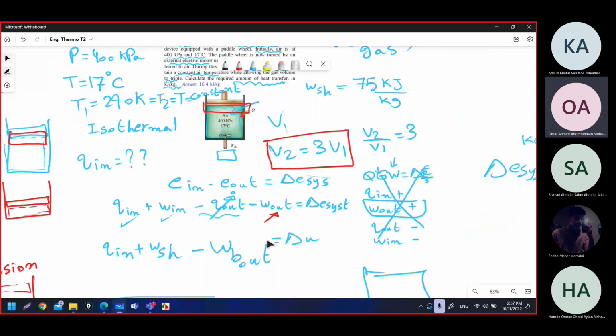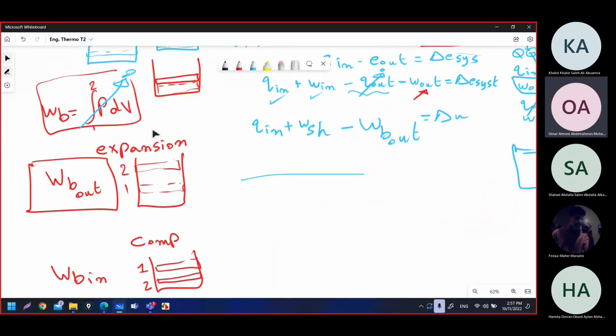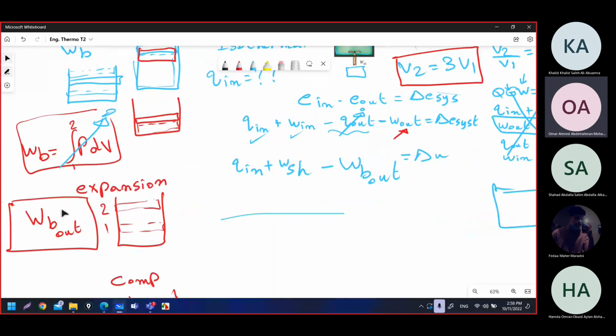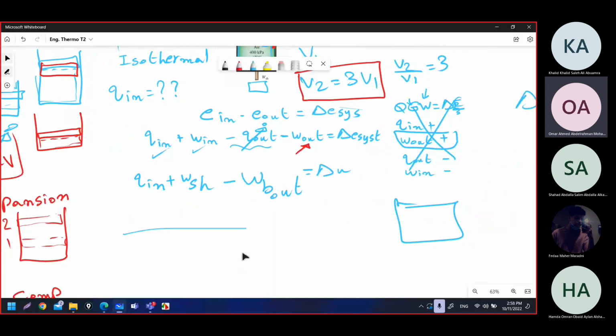And I have a boundary work out because the volume increased. It is tripled. So I have an expansion process, and an expansion process means work done by the system on the surroundings. So it is out, so W boundary out. But compression is work done on the system, so it is W boundary in. Now in this question, the volume is tripled, then we have boundary work out. So that is the final form for this question.